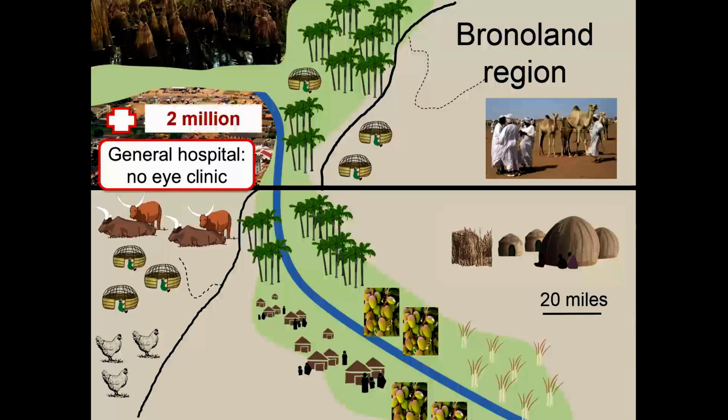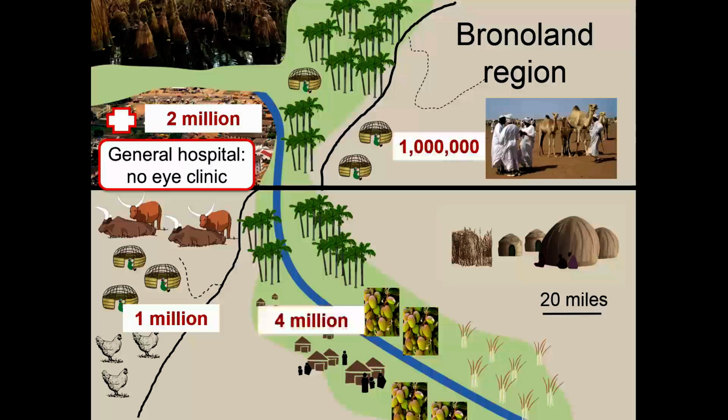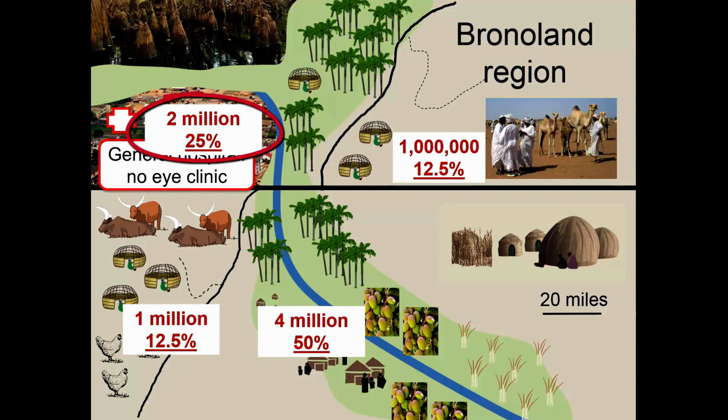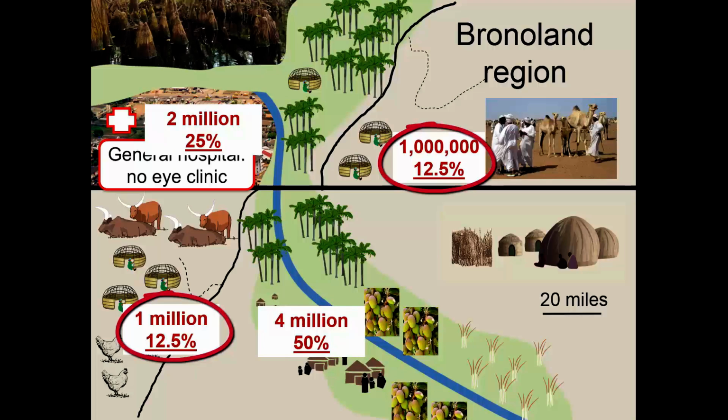So here we now have got a bit of the population distribution in Brunoland, and you'll see that 2 million people live in the capital city, 1 million live in this arid area down here, another million up here, and half the population live in this very fertile area. That would be a very typical distribution of the population. So if we translate that into a percentage, a quarter of the population live in the city, half live in this fertile arable area, and 12.5% and 12.5% live in these drier areas.